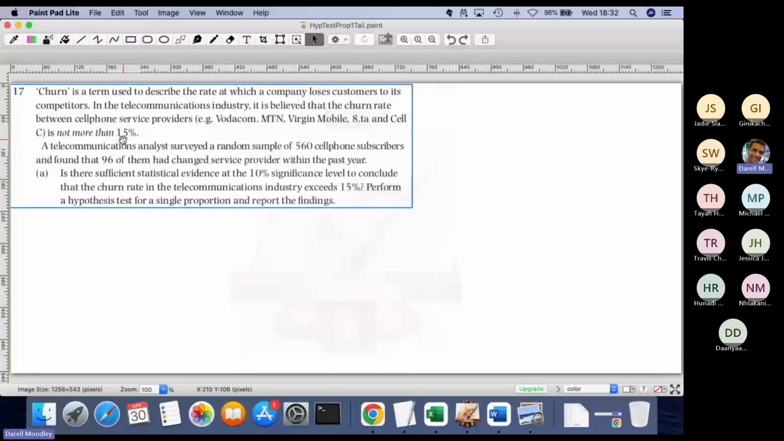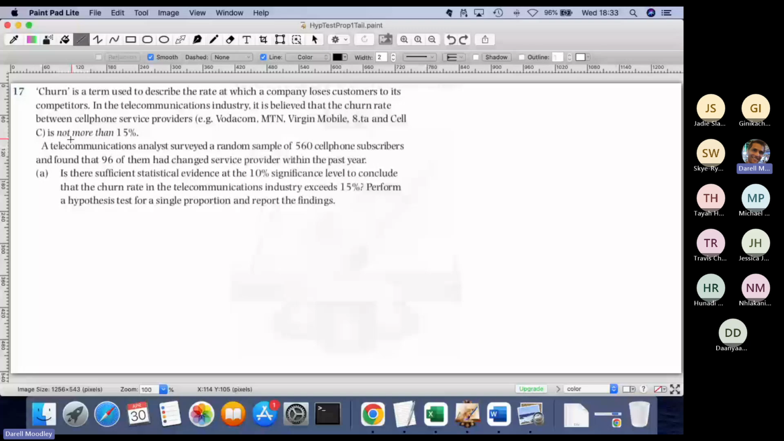It says churn is a term used to describe the rate at which a company loses customers to its competitors. And in the telecommunications industry, it's believed that the churn rate between cell phone service providers is not more than 15%. So this one's a bit of a tricky one because it says not more than 15%. I'm going to give you some options and you tell me which one represents not more.